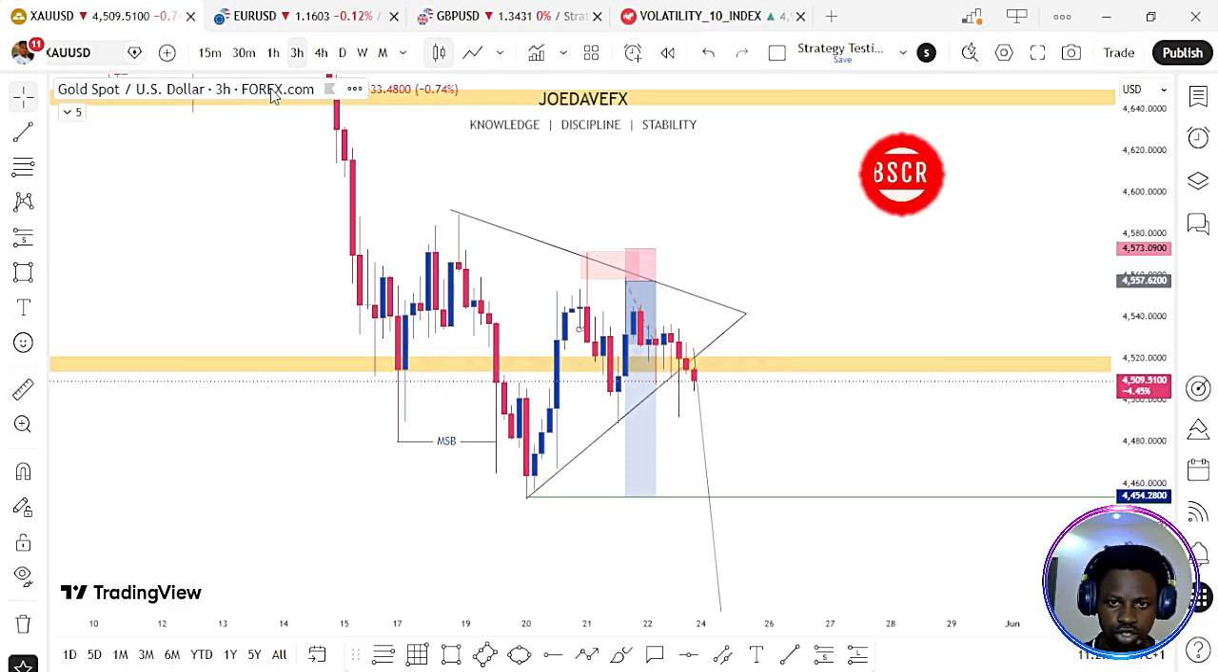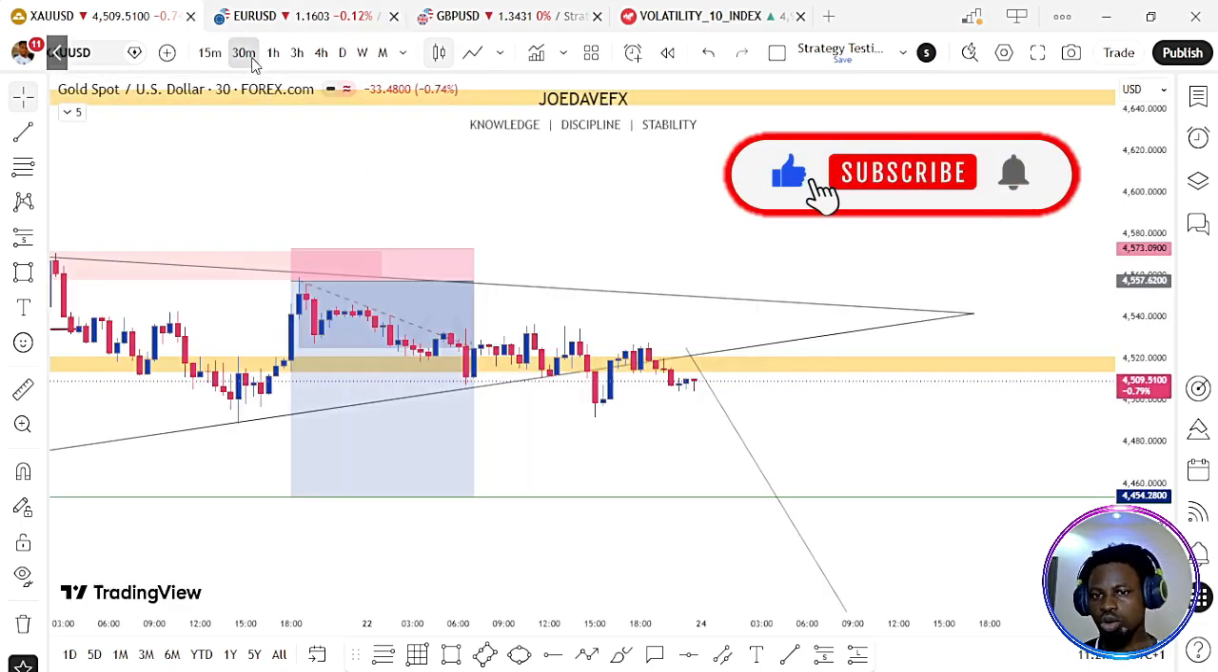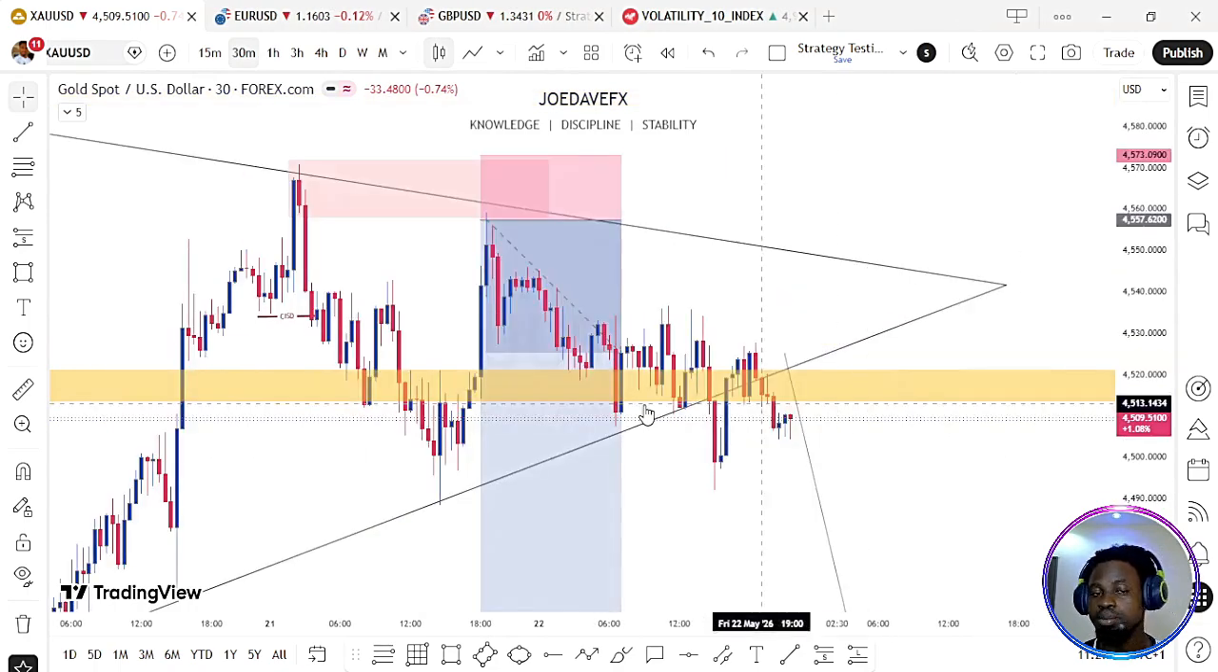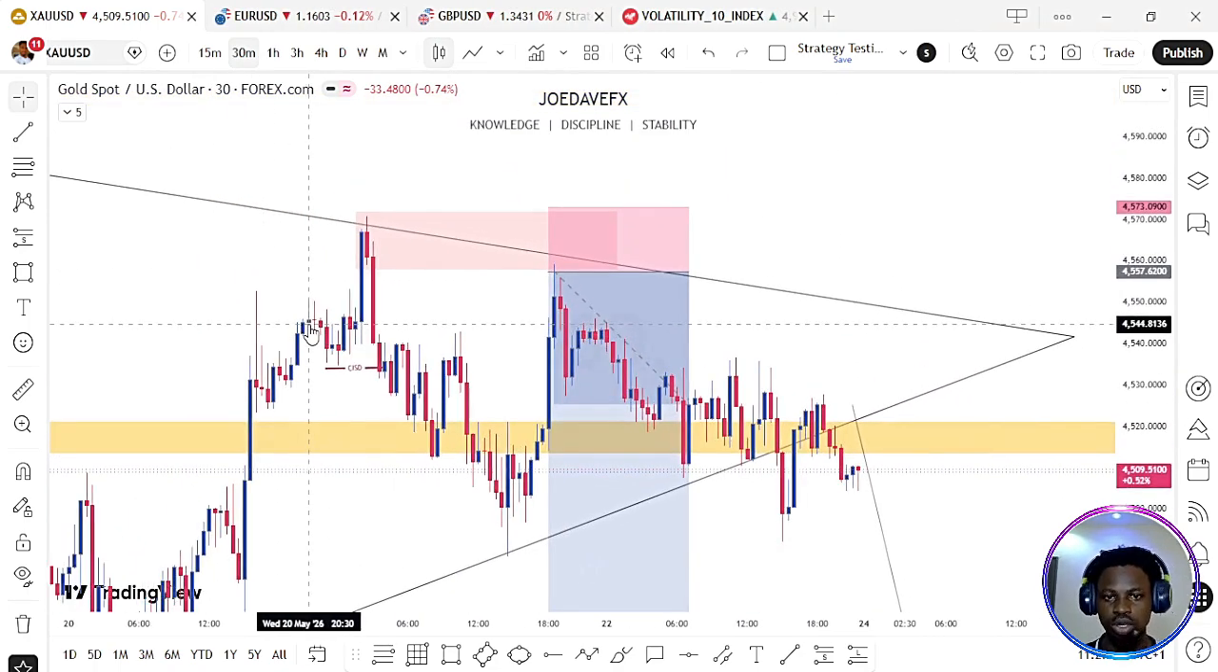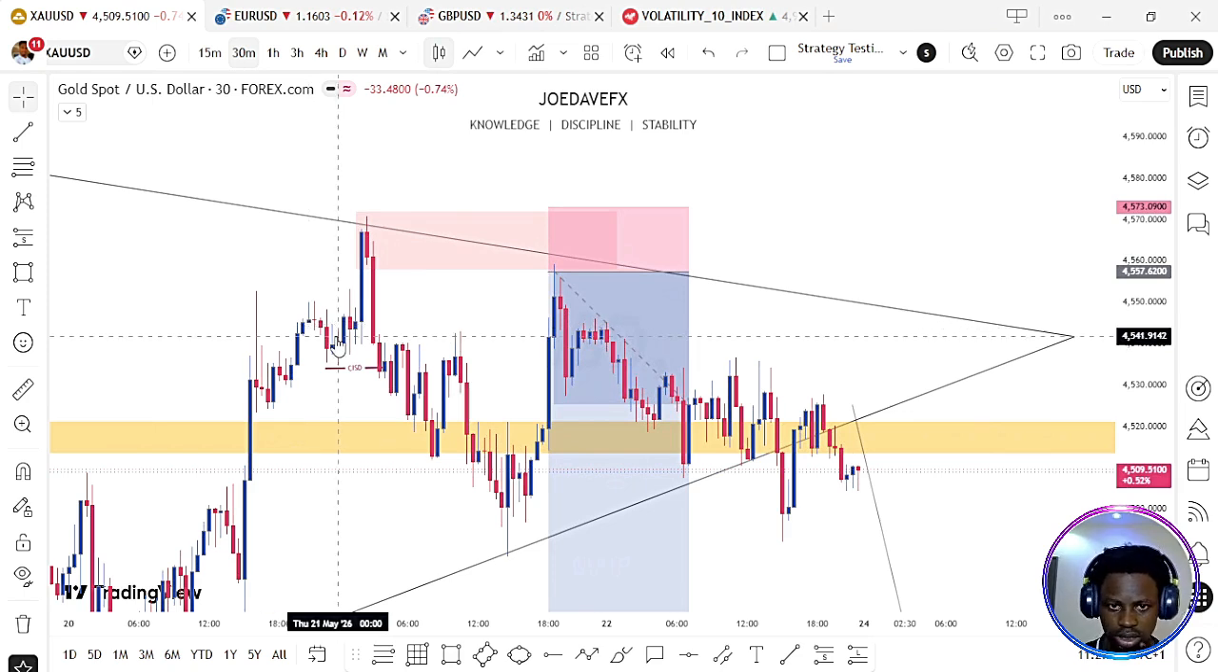That's where I take most of my entries, on the 30-minute time frame. So coming to the 30-minute time frame, you can see it. The same pattern we pointed out on the 4 hours time frame was exactly what we had on the 30-minute time frame.